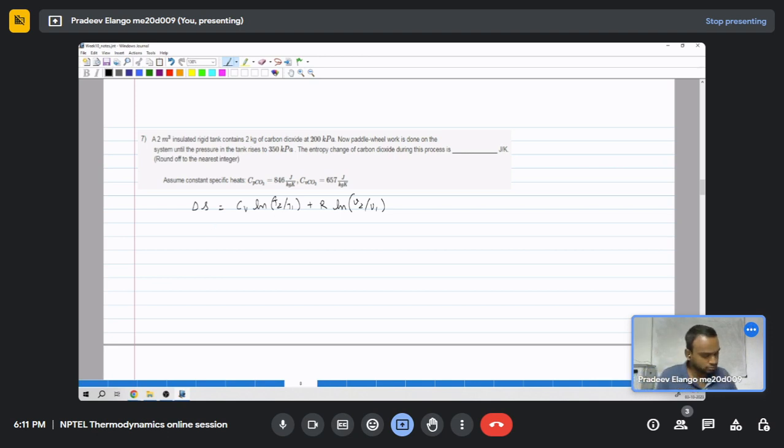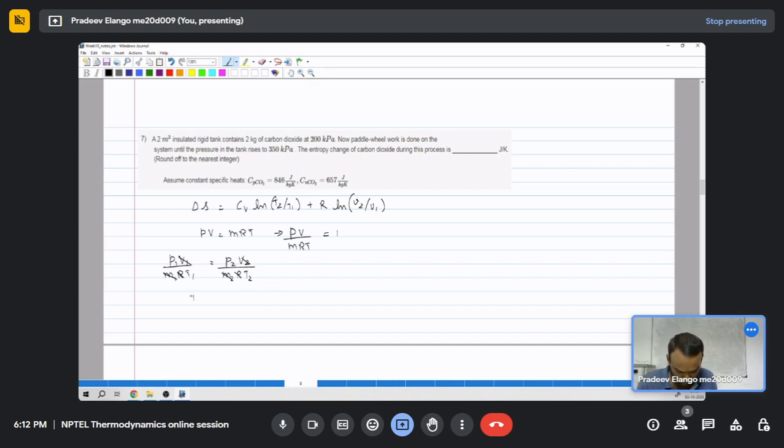So we have the ideal gas equation PV equal to mRT. So we can say PV by mRT is equal to 1. So P1 by m1 R T1 is equal to P2 by m2 R T2. Here R gets cancelled. m1 and m2 are the same, so they get cancelled, and similarly V1 and V2 also get cancelled. So we are left with pressure and temperatures.